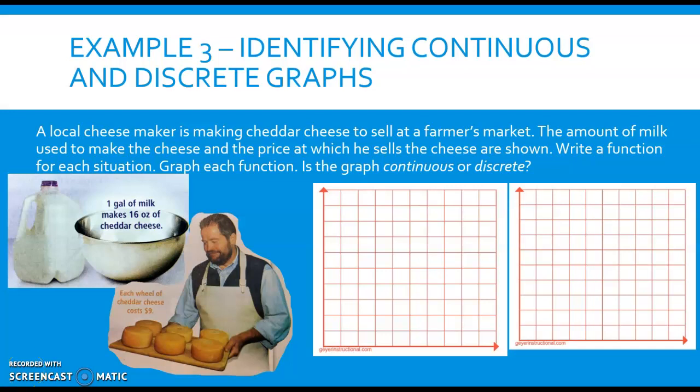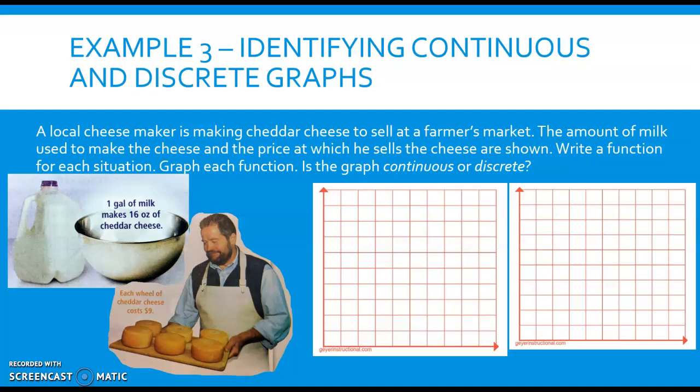All right, so continuing on graphing functions, we have another real-world situation. And in this one, we're going to identify whether we are continuous or discrete. So a local cheesemaker is making cheddar cheese to sell at the farmer's market.